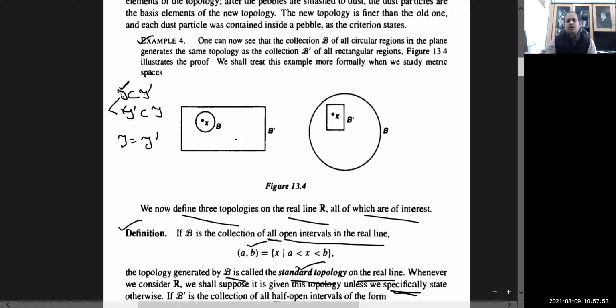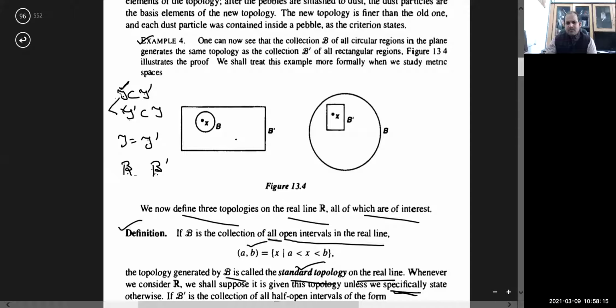Example 4. Two bases are given. Say script B is going to generate topology T, and script B dash is going to generate topology T dash. Now, these bases may not be equal, these sets may not be equal, but they may generate the same topology.